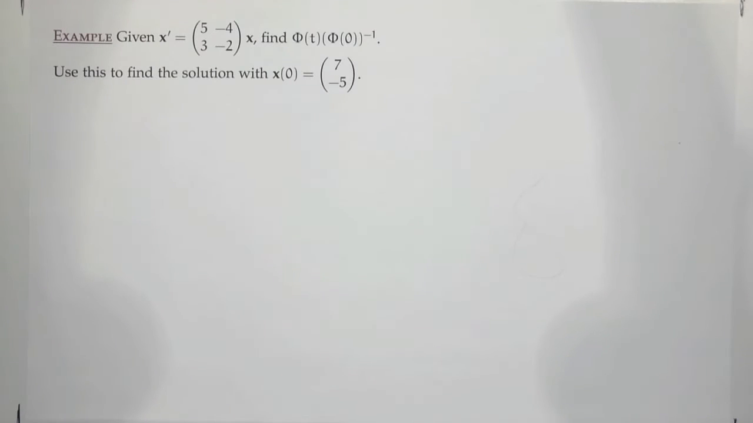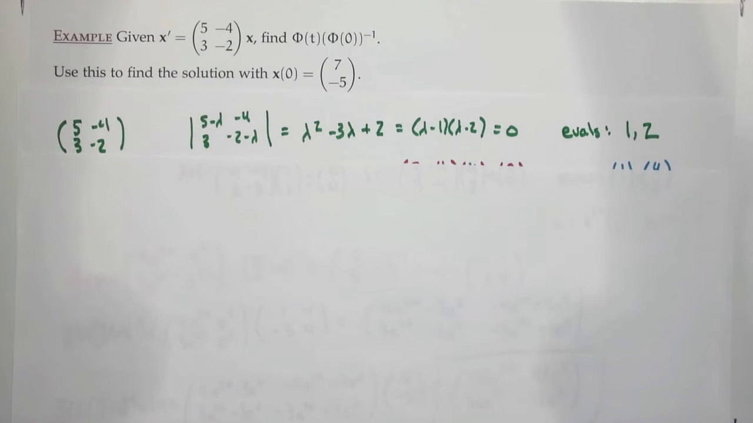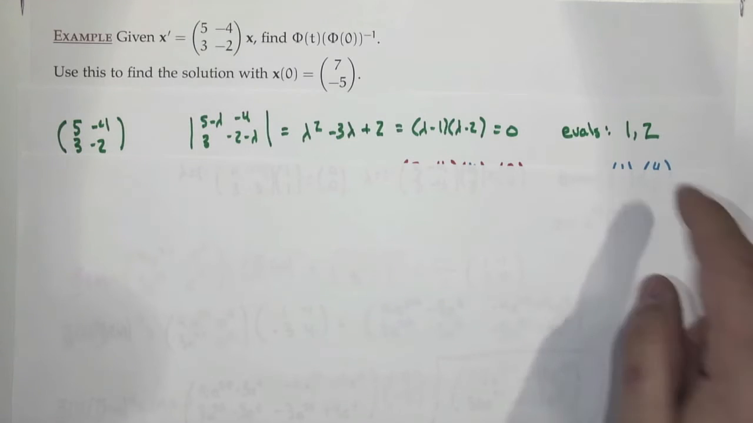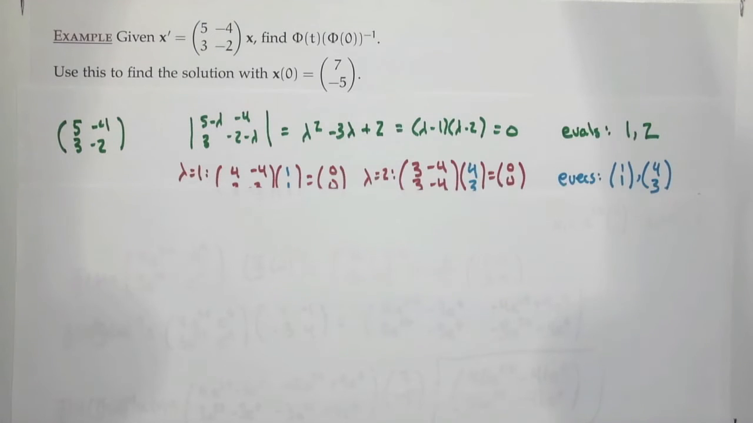All right. Do we have partial answers? Do we know what the eigenvalues are? What are they? 1 and 2. Okay. Good. Do we know what the eigenvectors are? So what's the eigenvector for 1? 1, 1. And for 2? 4, 3. All right, so we've got our eigenvalues, we've got our eigenvectors.